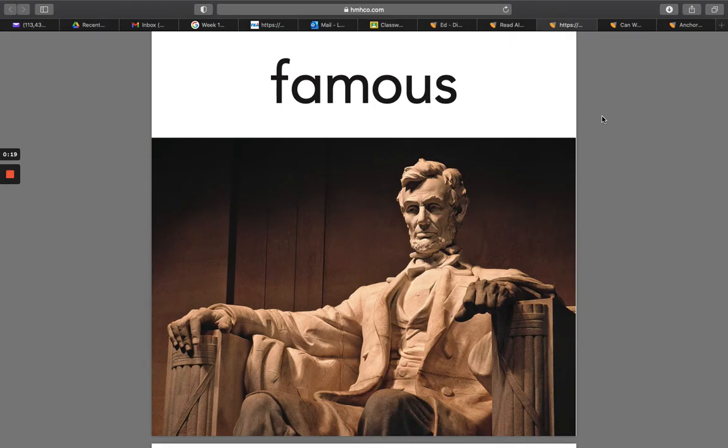So this is the word famous. Say famous. When someone or something is famous, they're known by a lot of people. So our picture is of the statue of Abraham Lincoln. And we know that Abraham Lincoln is famous, and this is a famous statue. It's known by a lot of people. He is known by a lot of people as being a famous president. You might read about or watch a famous soccer player. So famous means being known by a lot of people.